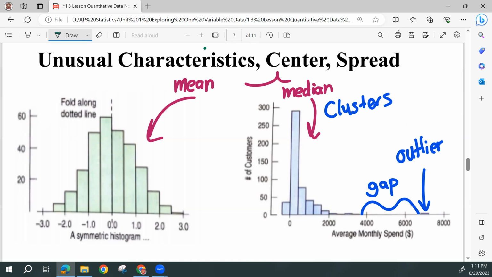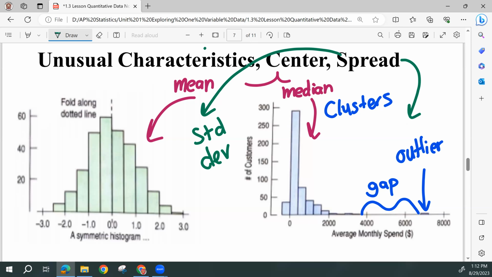Similarly, when we talk about how spread out the data is for an approximately symmetric distribution, we are going to use the standard deviation. I'm using a little shorthand, so it's important to listen and watch. When we're talking about the spread of a skewed distribution, we are going to talk about the IQR, the interquartile range, which I will talk about specifically in a minute or two.